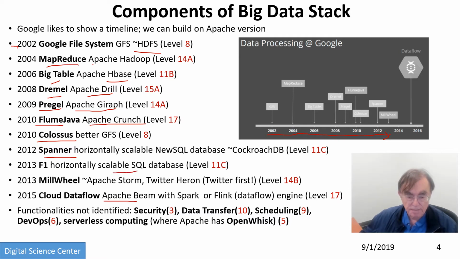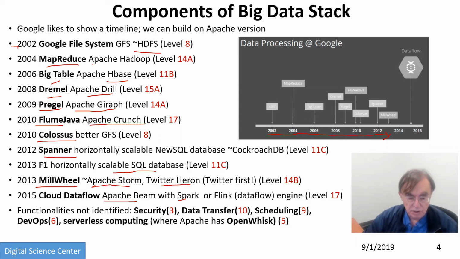Another database, F1. MillWheel is Google's version of Apache Storm and Heron. Twitter Heron, that's now Apache Heron. It's a successor to Storm. Beam actually runs with Spark or Flink or even our own Twister2 system, and it implements Cloud Dataflow orchestration.